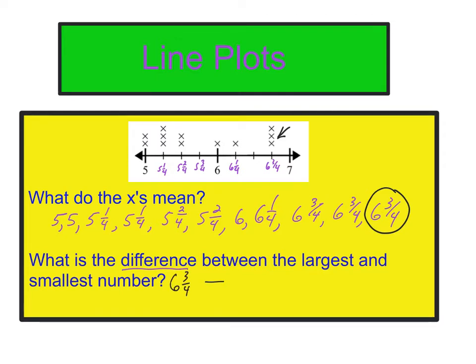Minus my smallest number here, we have a 5. I can use how I listed them, or that I have my X's above the 5. So now I have my subtraction problem, 6 and 3 fourths minus the 5. The 5 is my smallest number. Now this worked out to be a pretty friendly problem here, so I do 6 minus 5 is 1, 3 fourths minus nothing is 3 fourths.